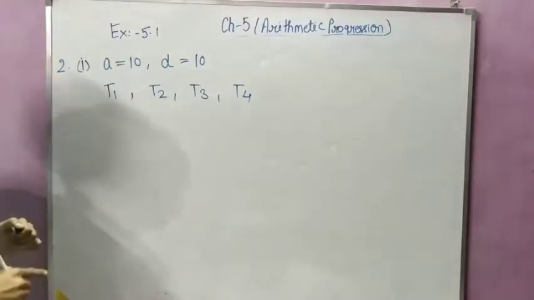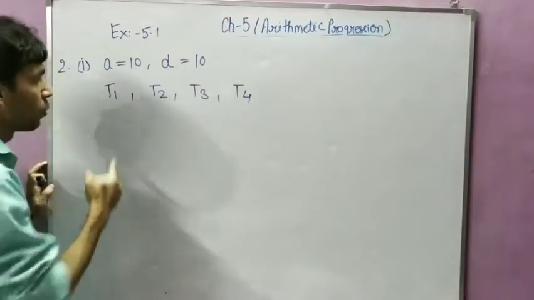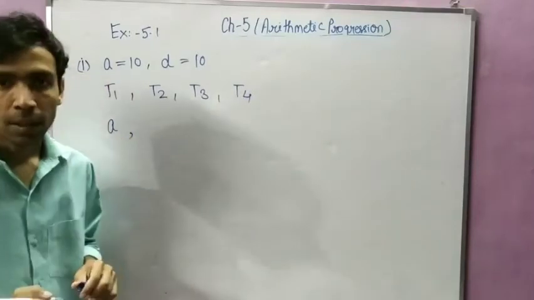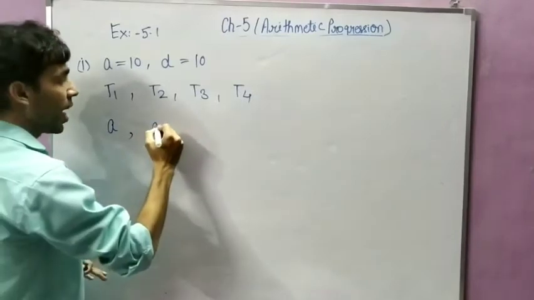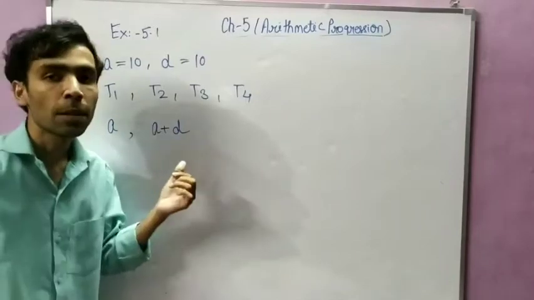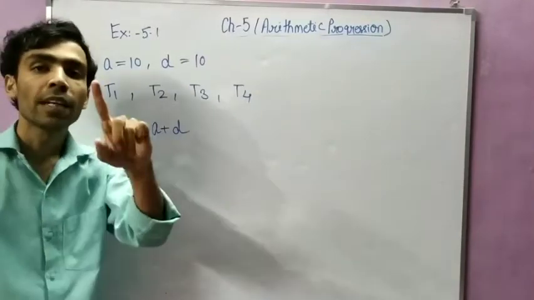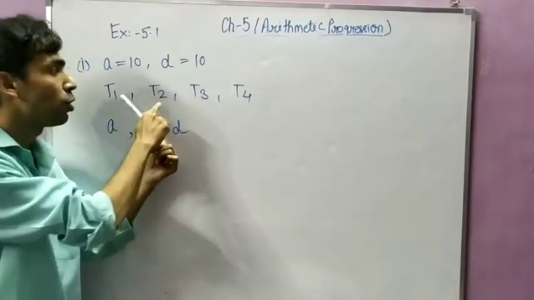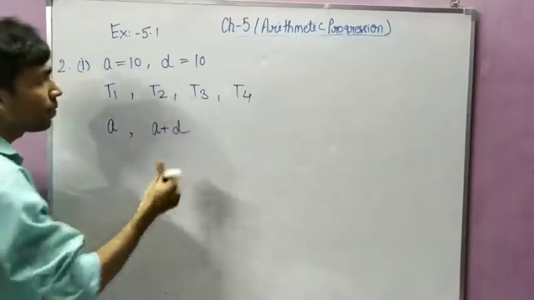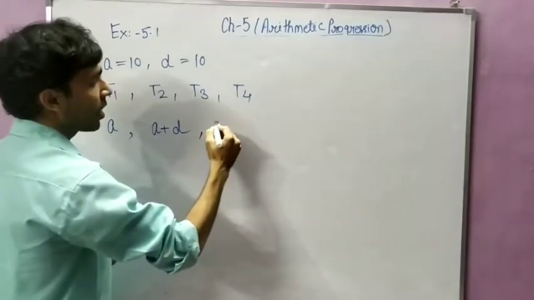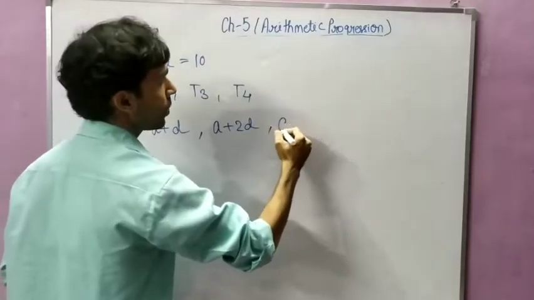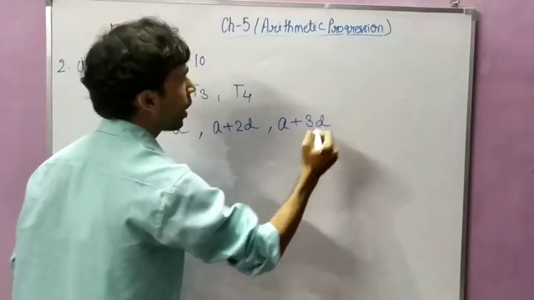Now students, I told you the first term is denoted by A. So the first term will be A, and the second term was A plus D. I told you if you have to calculate the second term, you have to add one less than the term number of D in the first term. So how many D have we added in the first term? That is 1D. Similarly, for writing the third term, we can write A plus 2D. Similarly, for writing the fourth term, that will be A plus 3D. I told you how to write these.